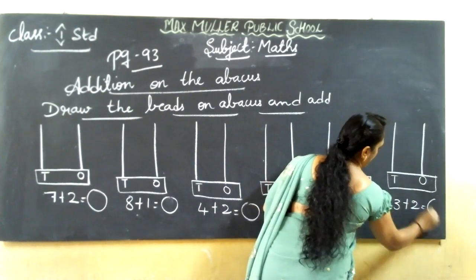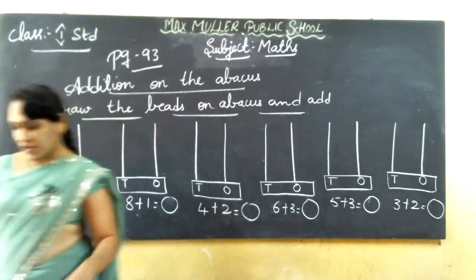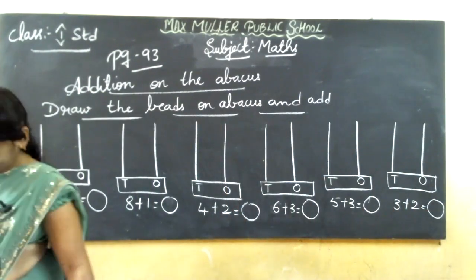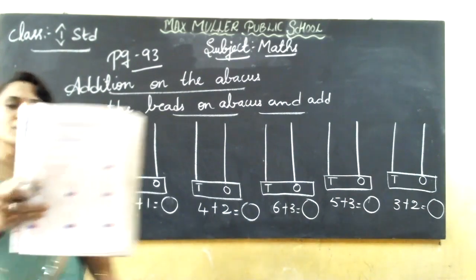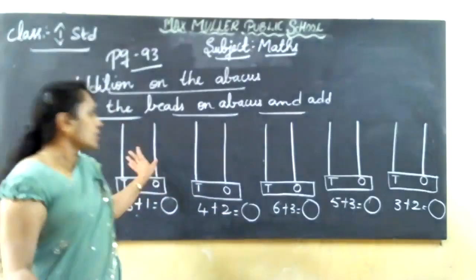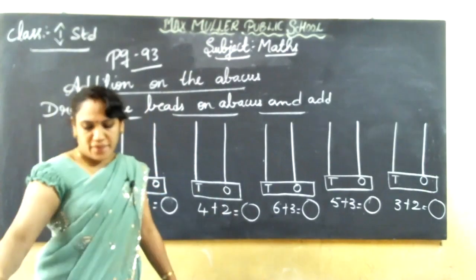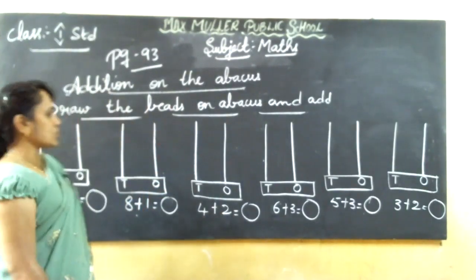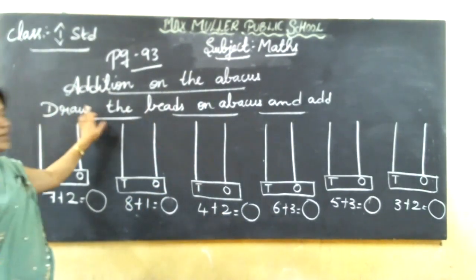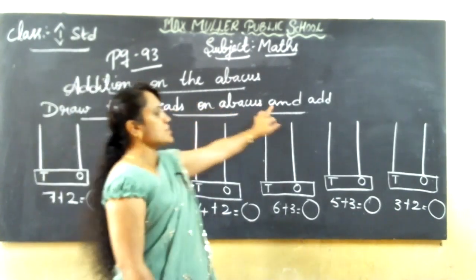Plus 2. Six sums like this are given in your book. It's given, no, children? In your book, everything is printed. Now you should draw the beads and write. How to do? I'll show. See, what is the heading? Draw the beads on abacus and add.